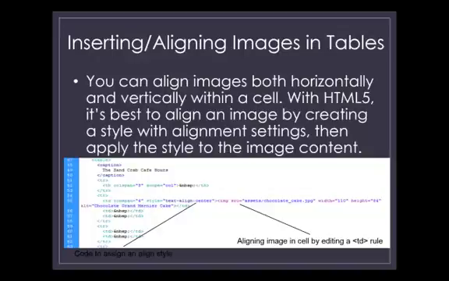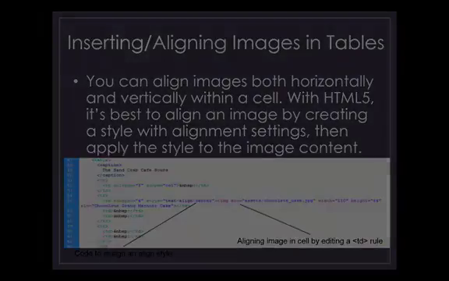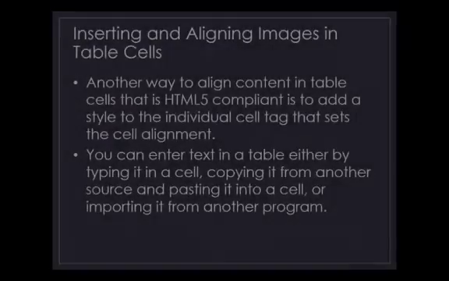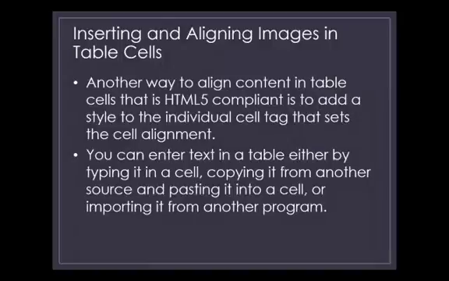Another way to align content in table cells is using the HTML5 compliant style for the cell tag that sets the cell alignment. So in this case, what you would do is add the code style equals text-align: center to the cell tag for the cell that you want to modify in order to center the contents.